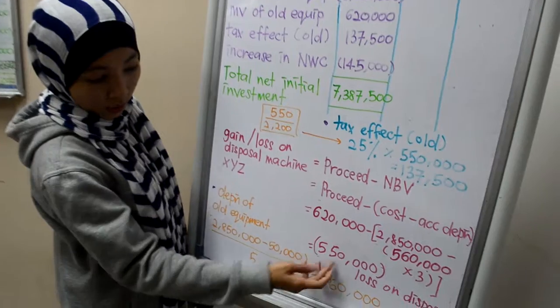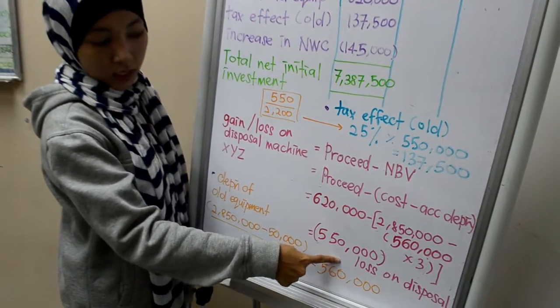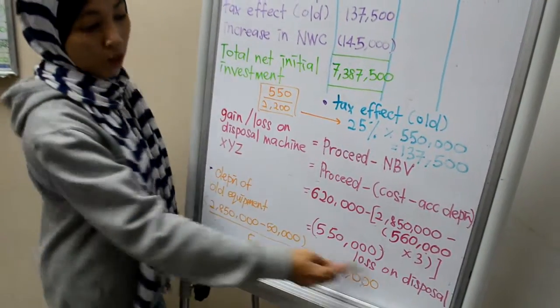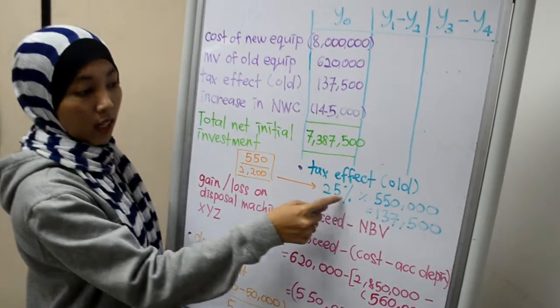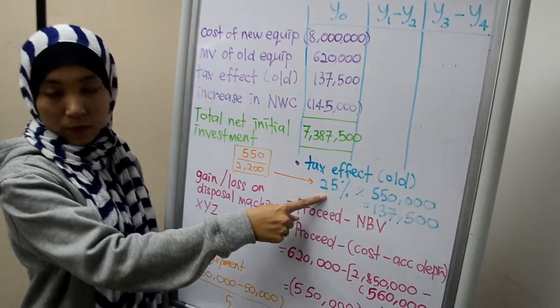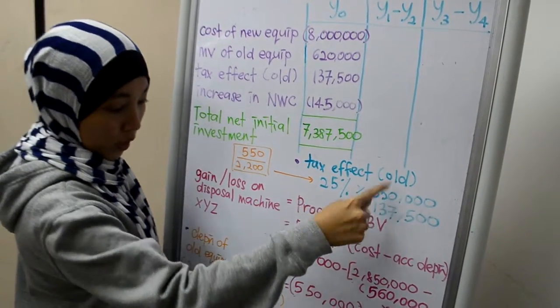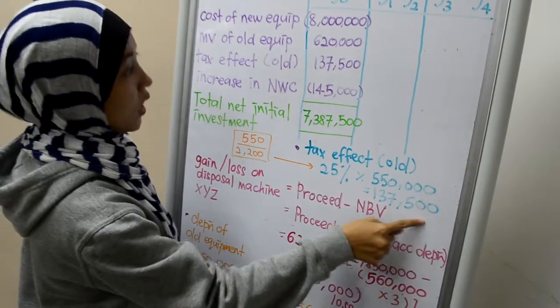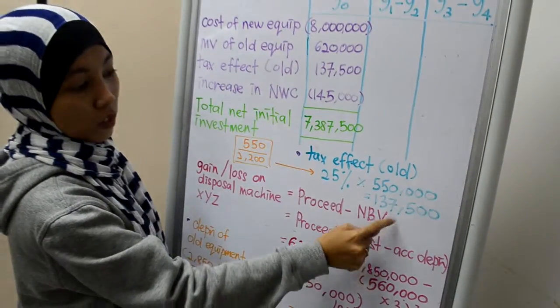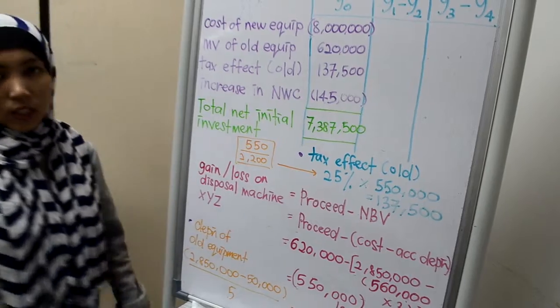So after, meaning if you get negative number, it means loss on disposal. Okay, if loss on disposal, then only you can find the tax effect. Okay, tax effect is 25%. So 25% times with the loss on disposal that you got before, then you will get the tax effect for old equipment, 137,500. Okay.